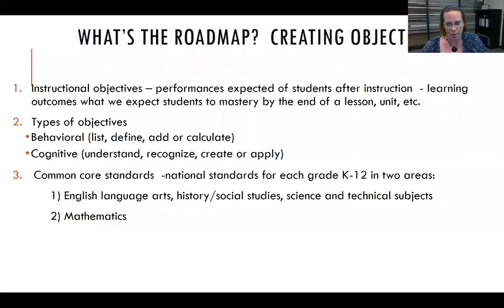So all of this does is it provides transparency, and while that might not seem important, it truly is. It really boils down to how can we expect them to get to the destination if we don't tell them where they're going. And that being said, objectives can be broken into two broad camps. One is behavioral, so there are things such as being able to list, define, add, or calculate, and then cognitive, being able to understand, recognize, create, or apply.